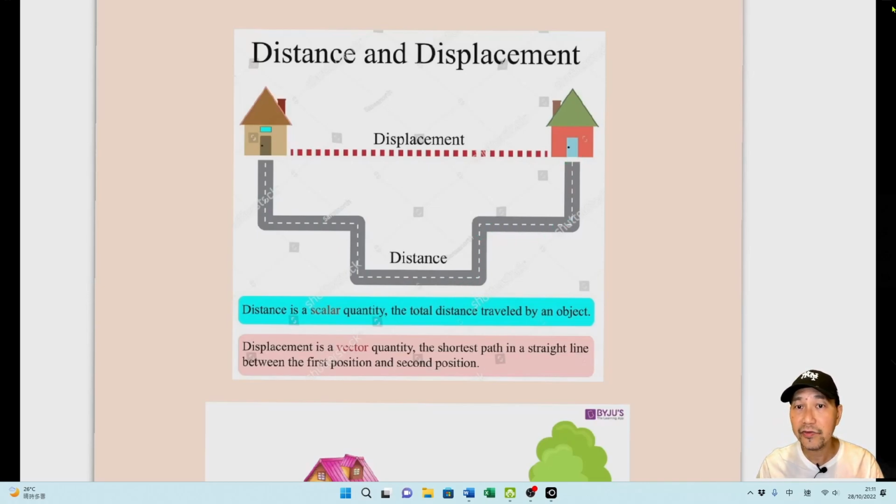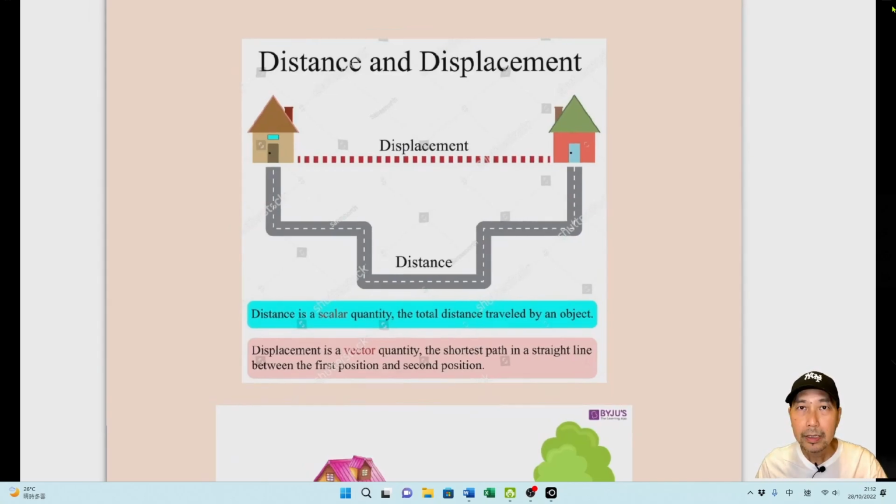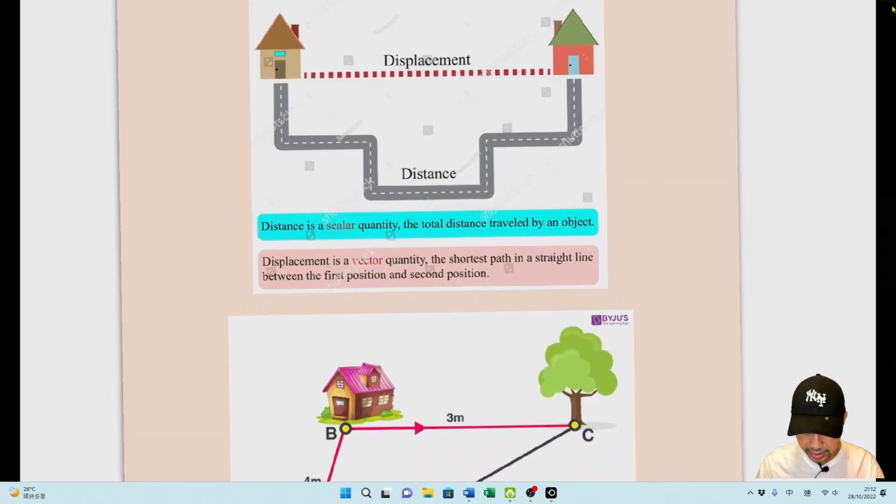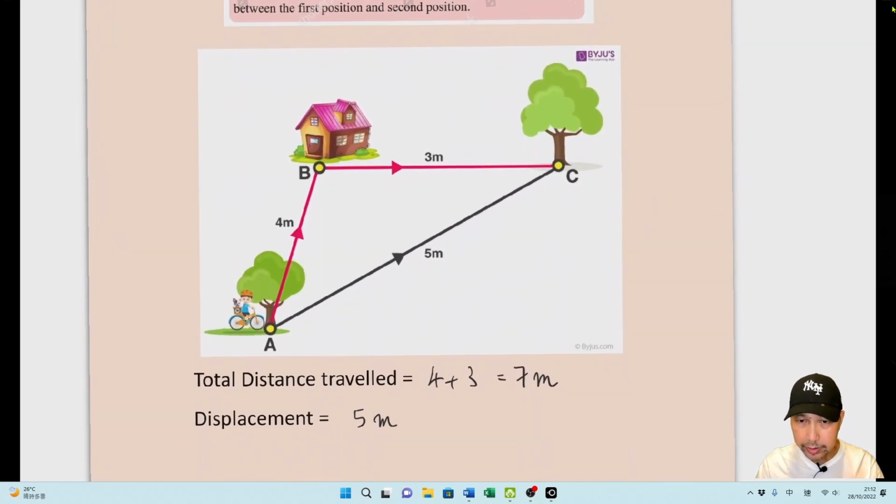But in the mindset of physics, displacement refers to the shortest path between two objects. In physics or in mechanics, in this course, we use displacement from time to time. The next diagram tells you the same thing. In this diagram, the total distance traveled is the sum of 4 meters and 3 meters, that is 7 meters. However, displacement refers to the shortest path, so the displacement is 5 meters.